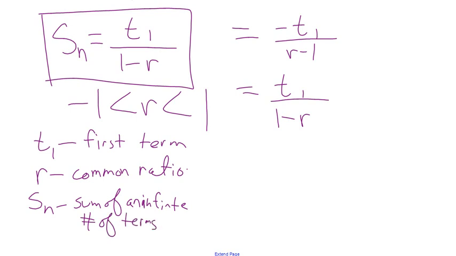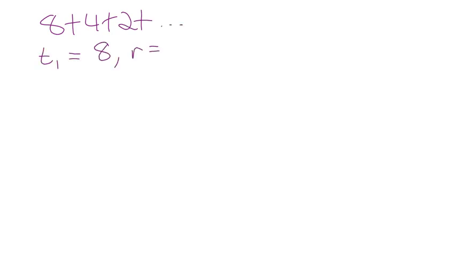Okay, let's do it. What was the one we did? 8 plus 4 plus 2 plus... Okay, what's T1? 8. What's R? 1/2. Okay, that's all we need. That's all that's in the formula, right? It's T1 and R. Now what's S sub n?